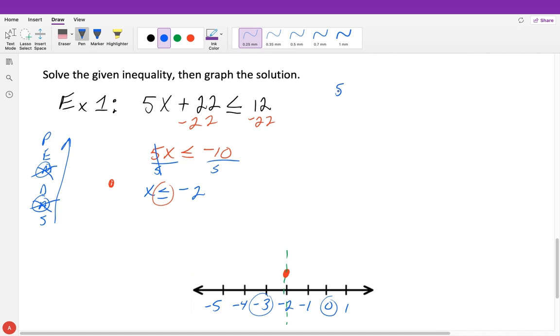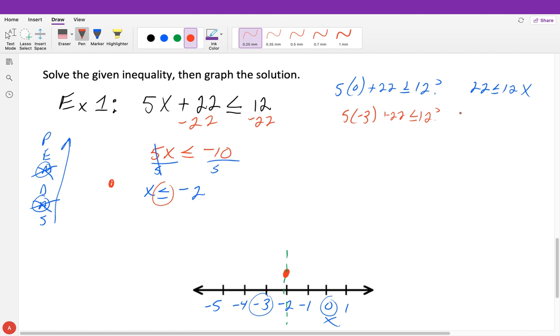I'm going to plug them in. 5 times 0 plus 22, is this less than or equal to 12? Well, 5 times 0 is 0, so now we have 22, and 22 is not less than or equal to 12, so we know that this side does not work. Now I'm going to plug in the other point. So now we have 5 times negative 3 plus 22, is this less than or equal to 12?